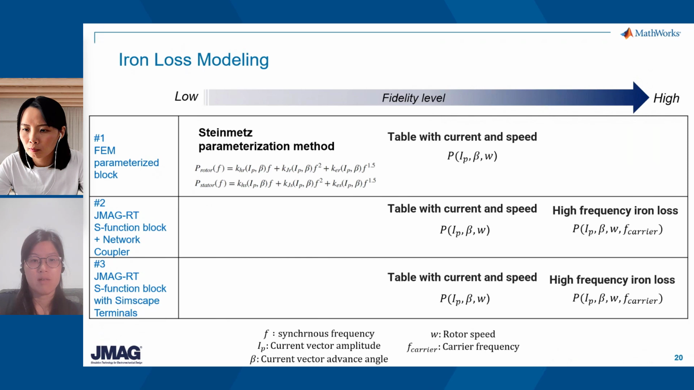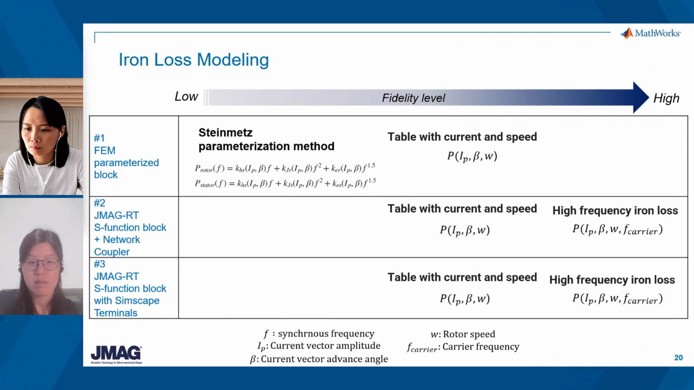And this chart tries to categorize those approaches from the point of the fidelity level. The lowest fidelity level is the Steinmetz method, which is a classic approach and the most well known. The second fidelity level is a table with current and speed. This can perform with relatively good accuracy unless the iron loss due to the carrier frequency is significant. Then the third method is the most accurate one, and this approach captures the carrier frequency as well, and this is called the high frequency iron loss.